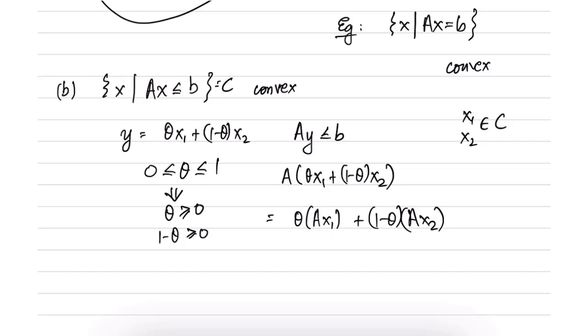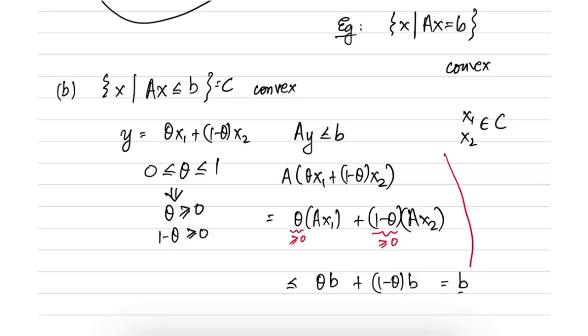Now clearly, since theta is greater than or equal to 0 and 1 minus theta is greater than or equal to 0, it follows that this quantity is less than or equal to theta times b plus 1 minus theta times b, and this is nothing but b. So in other words, we have been able to establish that A times y is less than or equal to b.